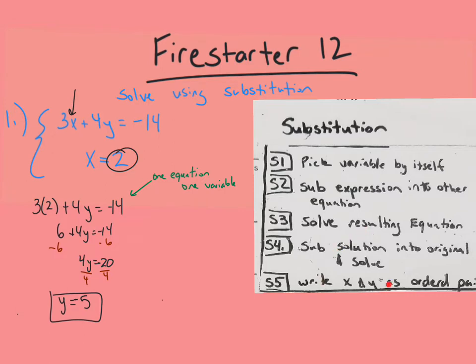And the last thing that everybody always forgets is to write your x and y as an ordered pair. Because remember, your solution is not just x is 2 and y equals negative 5. It is, when they are together, that x is 2 only if at the same exact time y is negative 5. So that's your solution.